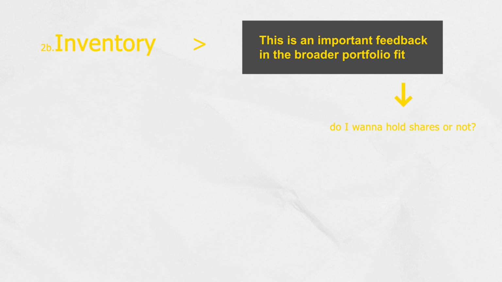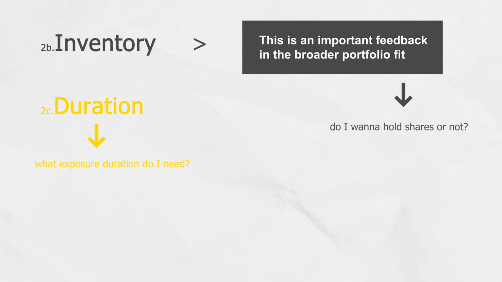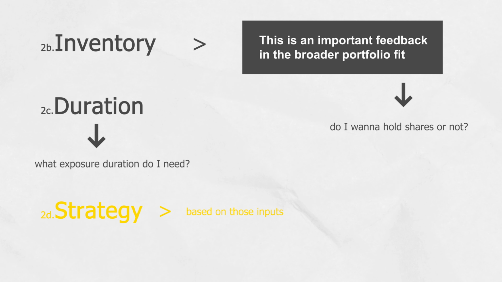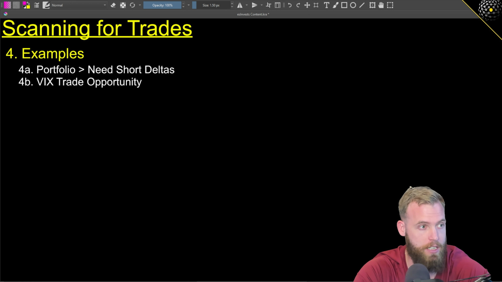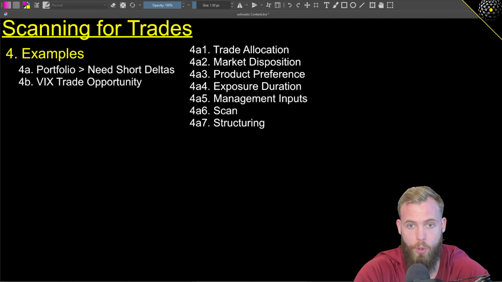Do I want to hold shares or not? What exposure duration do I need? And then based on those inputs, what strategy fits the best? Okay, so now let's get into some examples where we get a chance to bring all of this together for you. Let's say we went through those first steps and we come up with some sort of short deltas. We're not using enough money in the portfolio. We need short deltas. So what does this process look like?